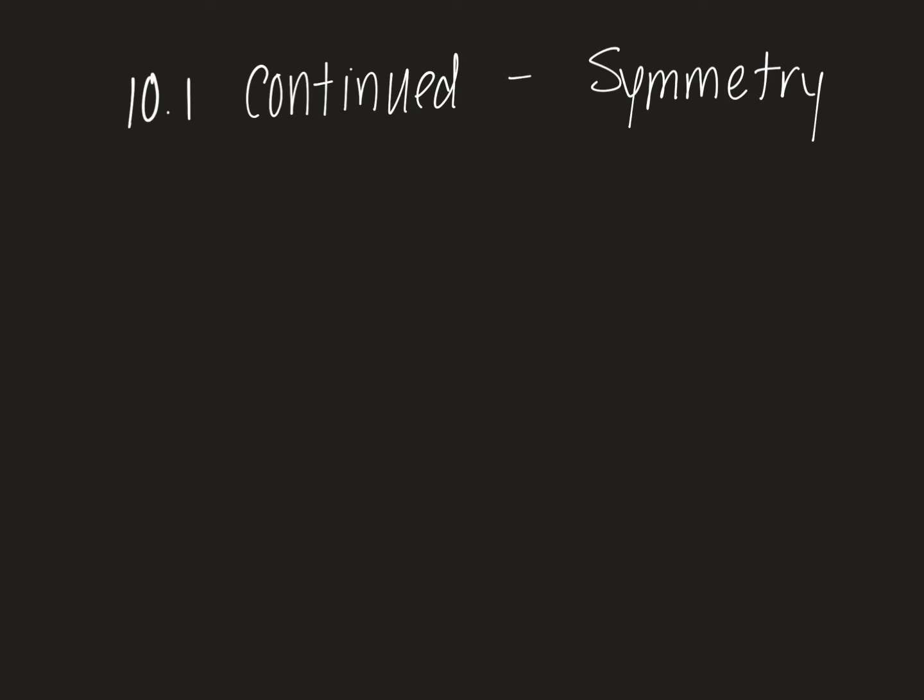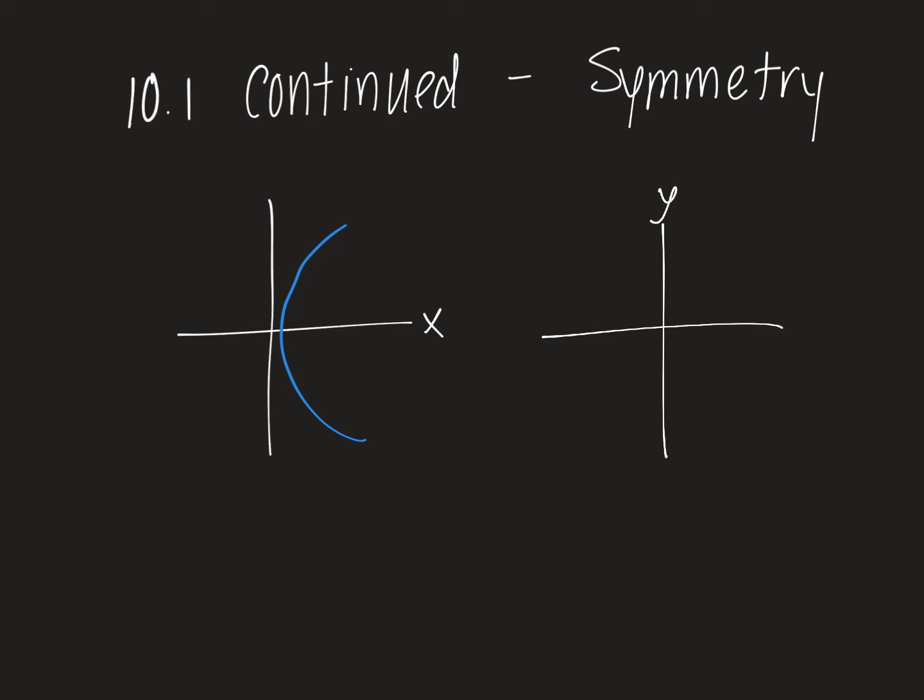All right, so for this point of 10.1, we're going to talk about how to find symmetry. Functions can be symmetric with the x-axis, because if I take this and flip it over, it's going to land on itself. So we can have x-axis symmetry, we can have y-axis symmetry, or we can have symmetry over the origin, which is kind of like both. So like through this line here.